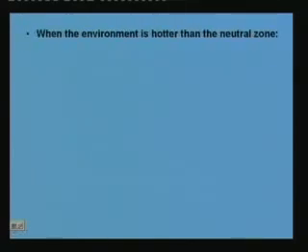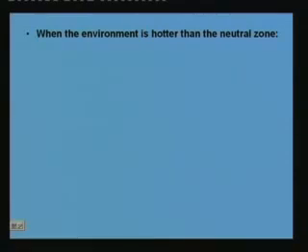When the environment is hotter than the neutral zone, less heat is lost and more heat is generated. That means generation is more compared to the loss. Once generation is more compared to the loss, the Q storage term becomes momentarily positive. That means body starts accumulating or storing heat. Once body starts storing heat, its temperature again tries to increase. When temperature starts increasing, the thermoregulatory mechanism comes into picture.